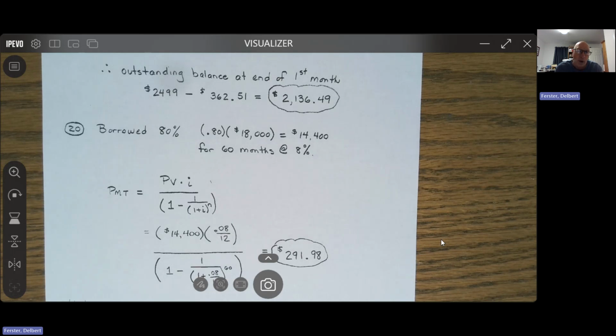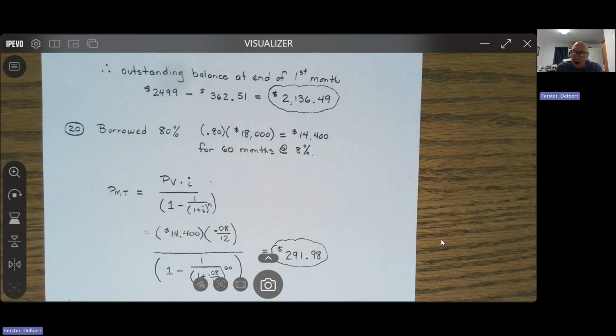All right, what do you got going here? We're going to borrow 80%. So be careful. He's buying a car which costs $18,000, but he's not borrowing all $18,000. In effect, he's borrowing 80% of that. It's 20% down. So $14,400 is his amount borrowed. That's his present value of that loan.